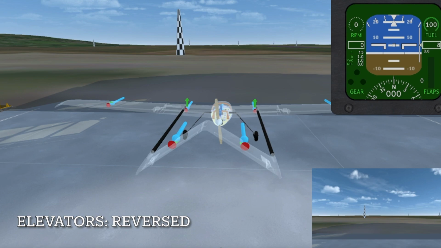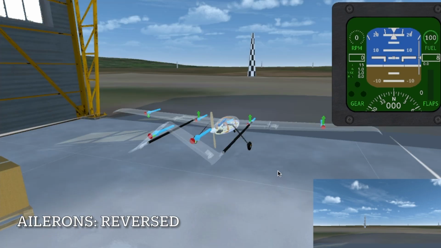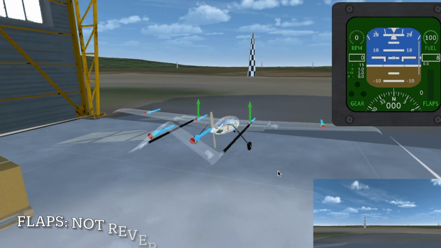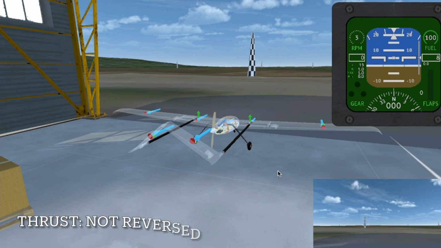Moving on, it is important to double check the inputs before flying during static control response tests to prevent accidents and damage to the UAV. The elevators need to be reversed. The ailerons also need to be reversed to provide a roll right and roll left. The rudders need to be reversed to provide a yawing motion in the left and right direction. The deployment of the flap should be checked in the up and down direction. Finally, the thrust needs to be checked for throttle up and throttle down.